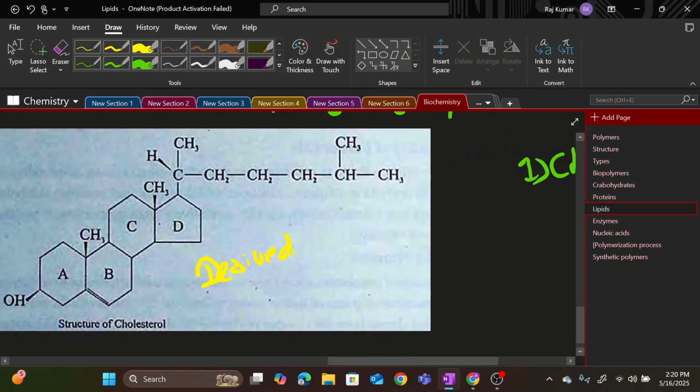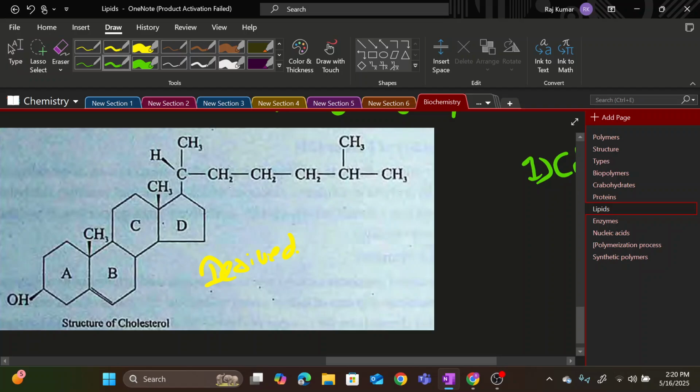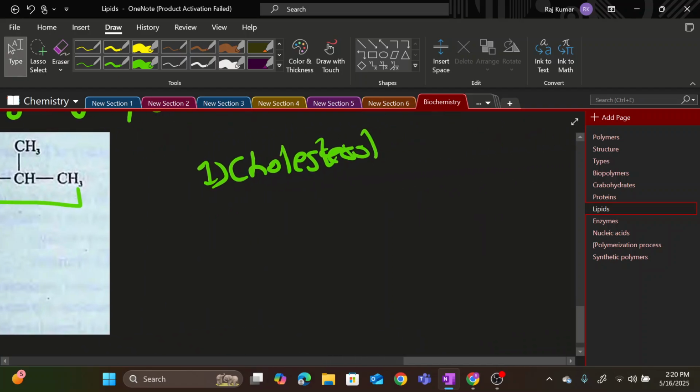This is the basic structure of cholesterol, right? It has a steroid nucleus, and this is the alkyl chain. It is also used as a precursor for many different hormones. The steroid hormones all have cholesterol as their precursor.